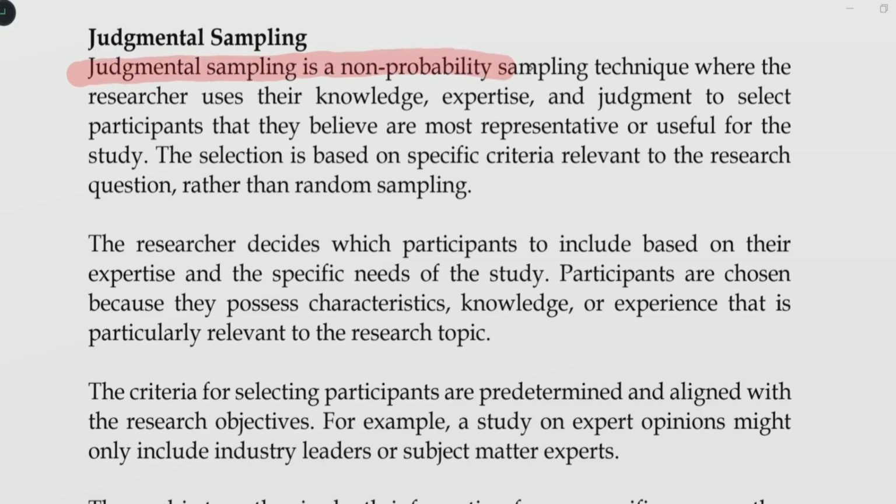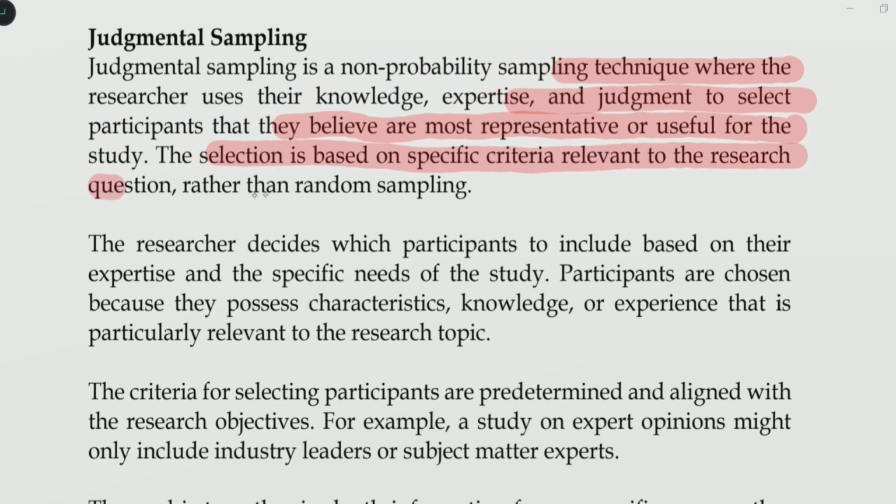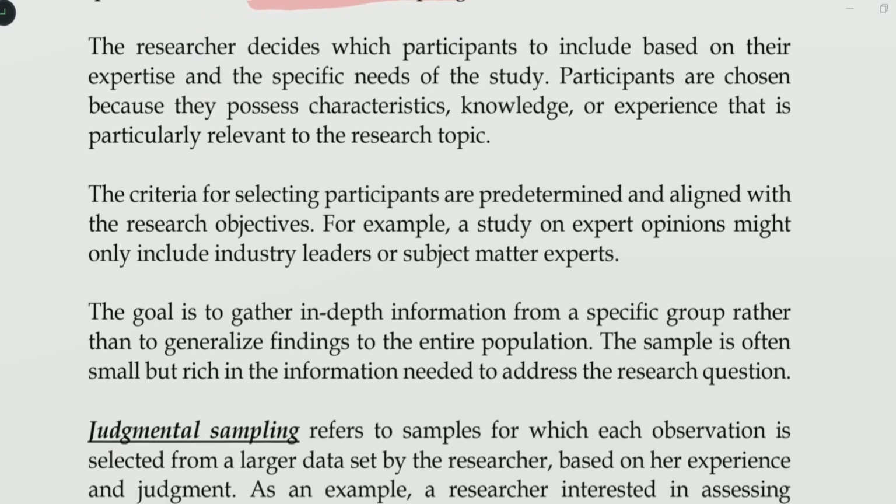Judgmental sampling is a non-probability sampling technique where the researcher uses their knowledge, expertise and judgment to select participants that they believe are most representative or useful for the study. The selection is based on specific criteria relevant to the research question rather than random sampling. Further, the researcher decides which participants to include based on their expertise and the specific needs of the study.